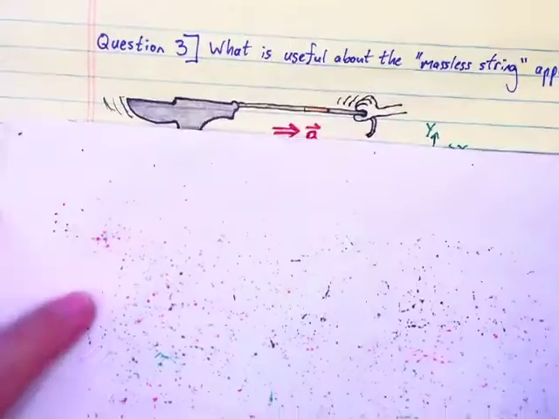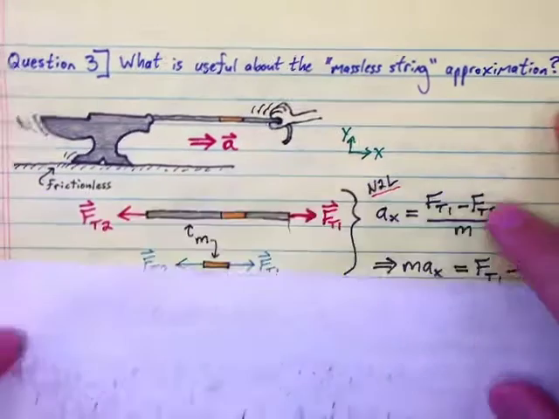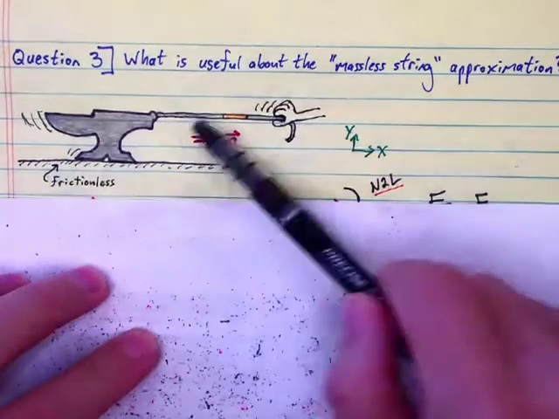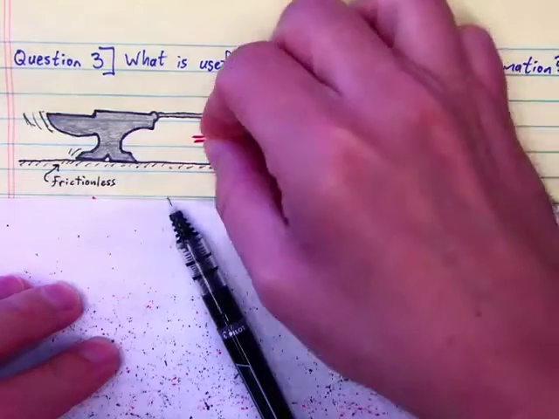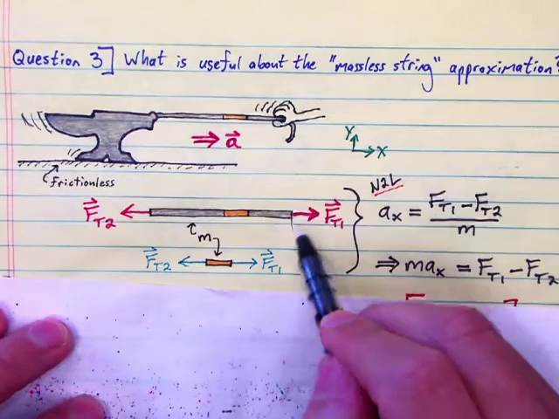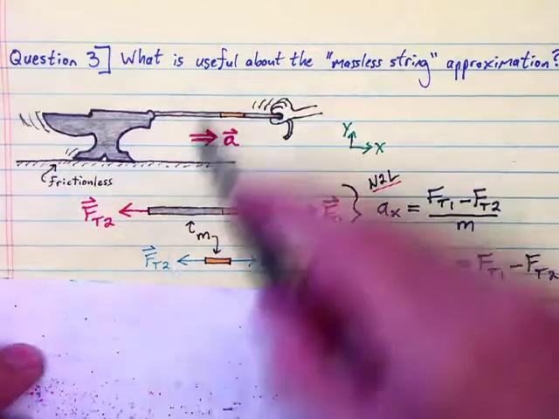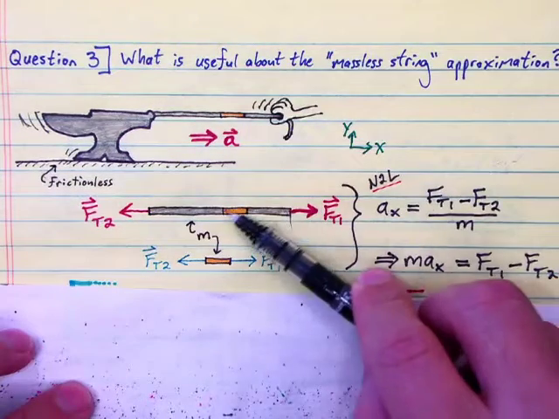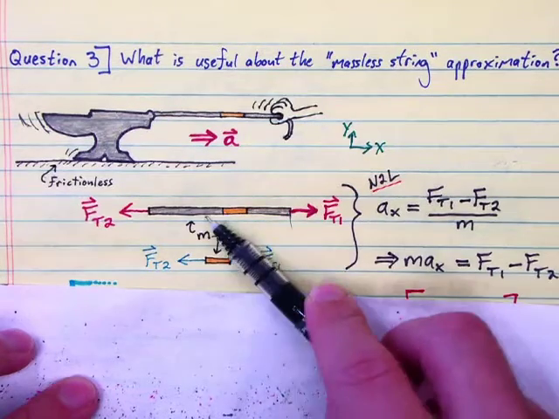So, question 3 then, what's useful about this so-called massless string approximation? Let's look at that anvil being pulled by our string here, and suppose they're moving along a frictionless surface being pulled with a constant acceleration to the right. Let's look at our string, and there's a tension on the right from the hand and a tension on the left from the anvil. Or we could look at a segment of the string and the tension on the right from this segment and the tension on the left from that segment.